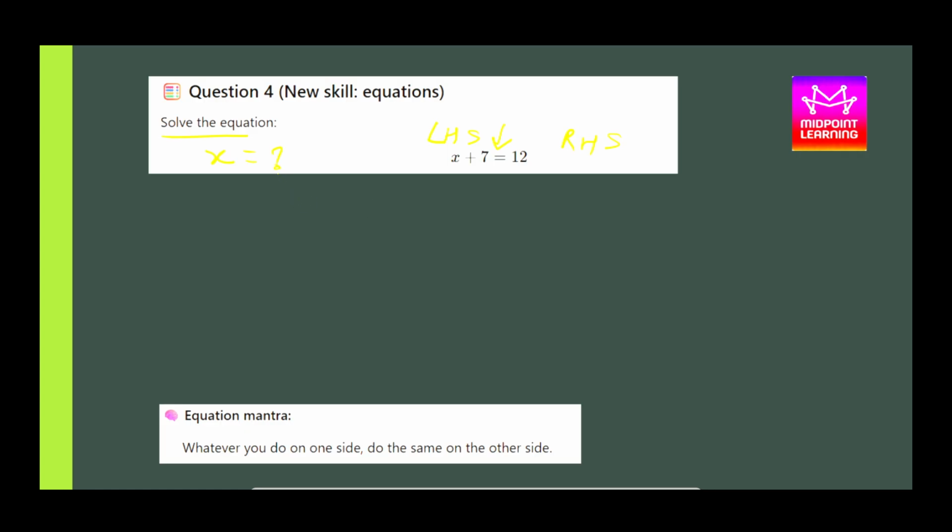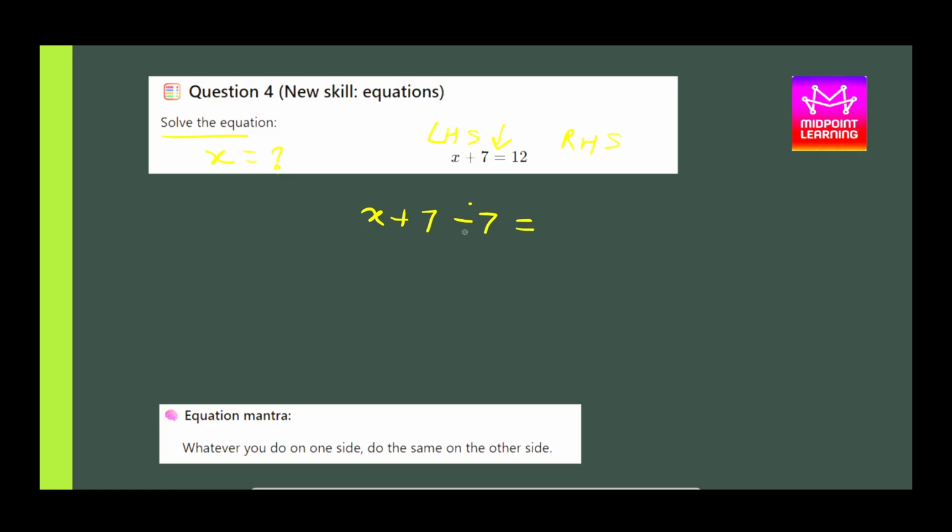So take a pause, look at it, how to solve this. My question is, what number should be added to 7 to make it 12, right? So to solve, we undo plus 7. How do we undo plus 7? By subtracting 7 from both sides. So we will say x plus 7 is there. We have to undo this. So we will say minus 7.